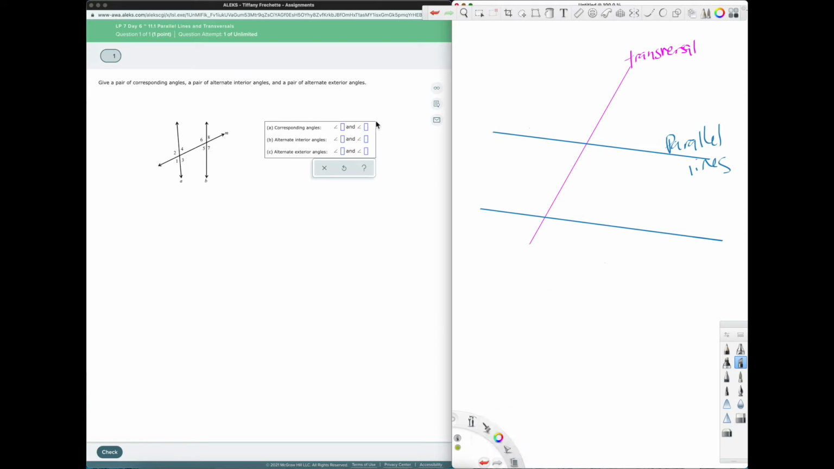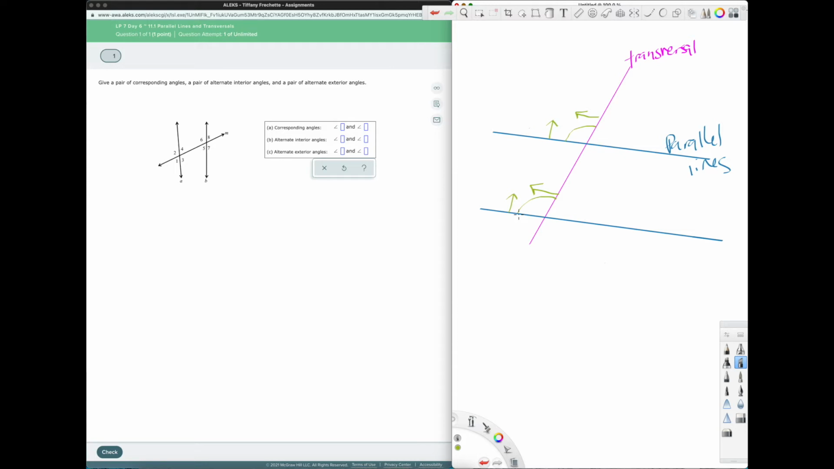So corresponding means that they're in the same relative position. Well, what does that mean? If I'm thinking of the transversal and I go from the transversal to the parallel, I'm on the left side of the transversal and above this parallel line. I want to repeat that exact same direction system on the other parallel line. So I want to be on the left side of the transversal and above the other parallel line. That's what I mean by the same relative position.